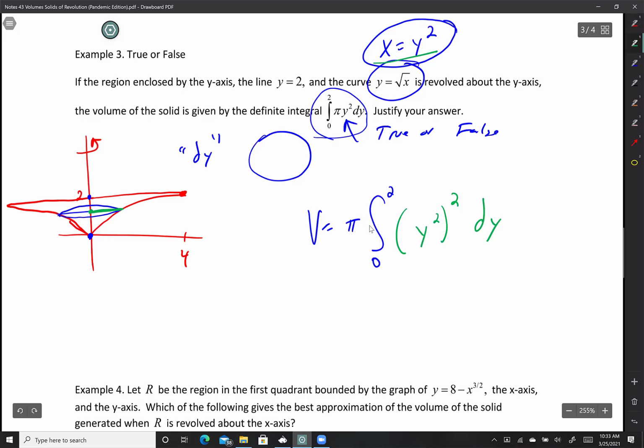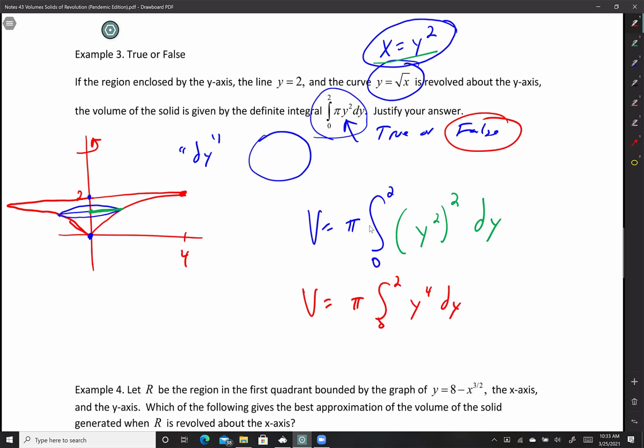So it looks like they are wrong. Yeah, they're wrong. We're right. It should have been y to the fourth. So folks, if they would have had y to the fourth, it would have been correct.